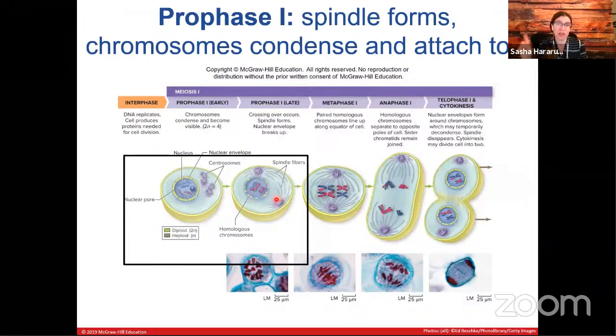Now, I have not covered crossing over yet, but it is pretty fascinating stuff. Crossing over is a process of exchanging genes between neighboring chromosomes. And it is one of the ways that genetic diversity of the offspring is produced.